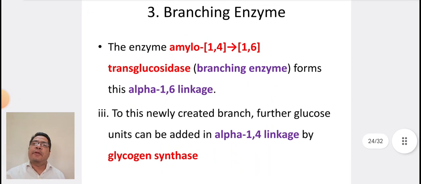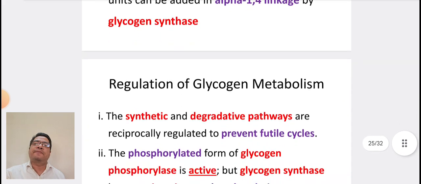The enzyme amylo alpha 1,4 alpha 1,6 transglucosidase, that is the branching enzyme, forms the alpha 1,6 linkage. To this newly created branch, further units can be added as alpha 1,4 linkages by glycogen synthase.